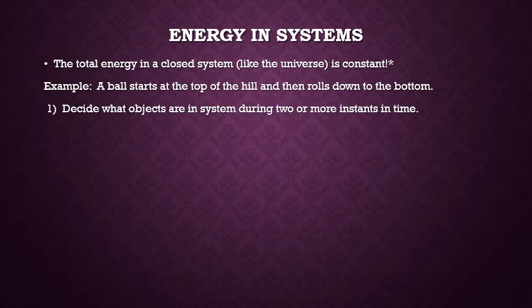The first thing that you need to do is decide which objects should be inside my system, and also which two moments in time do I want to study. Two or more, of course. You could pick as many instances in time as you want because energy is going to be conserved at every time, but usually there's kind of a before and an after. In this case, I would probably say before rolling, and then near the bottom of the hill would be the two times that I'm interested in.